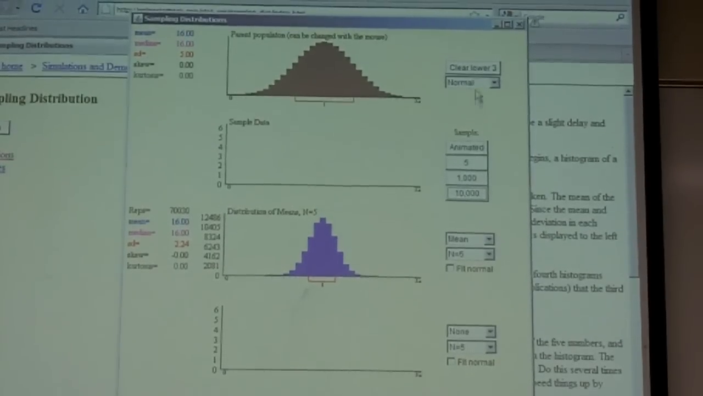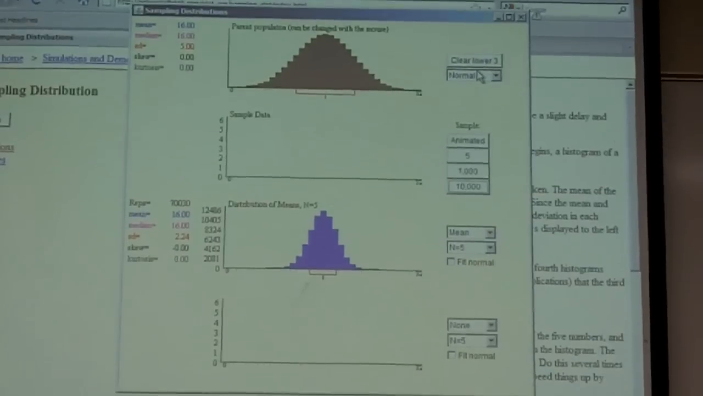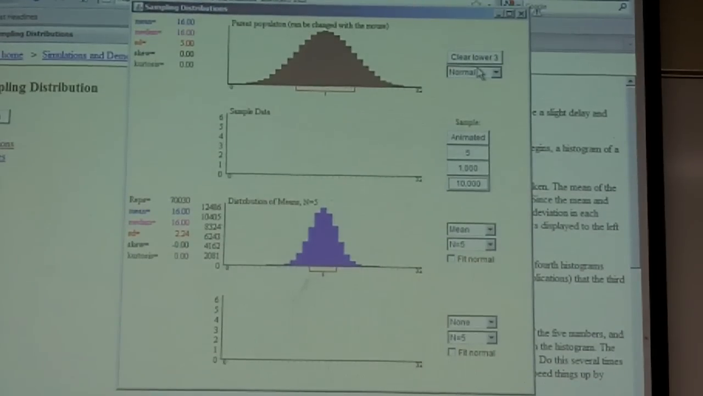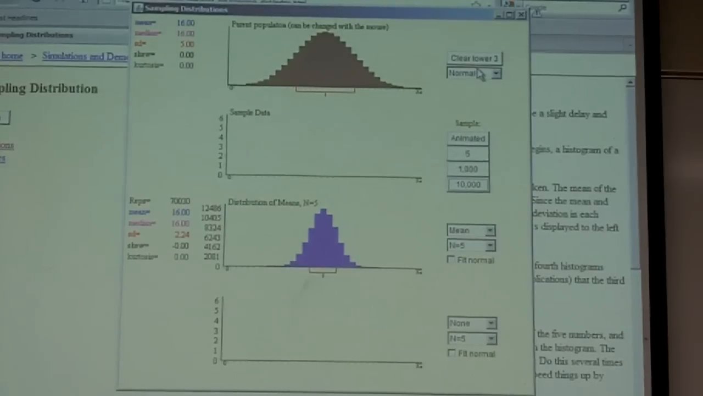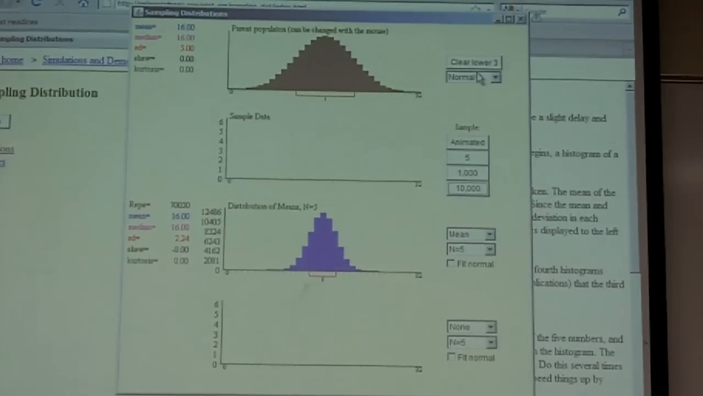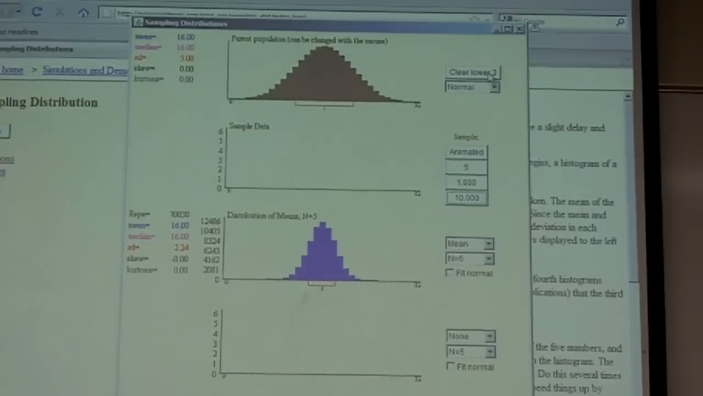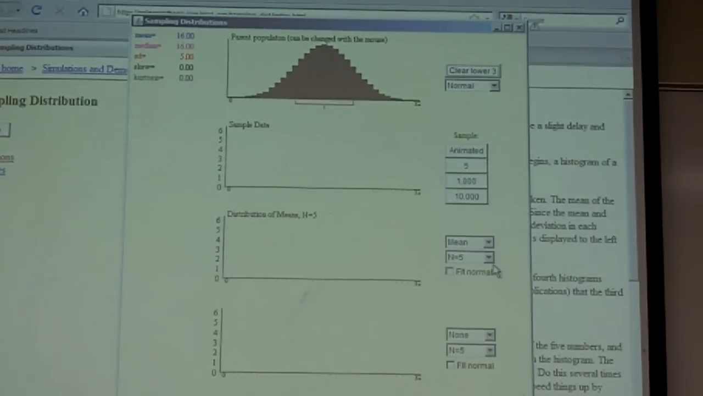Now let's do it. Yes, sir. What was the kurtosis again? Kurtosis. Who wants to tell me what kurtosis is? It's the thickness of the tails. Remember, the thickness of the tails. Now let's do this with an n of 25.